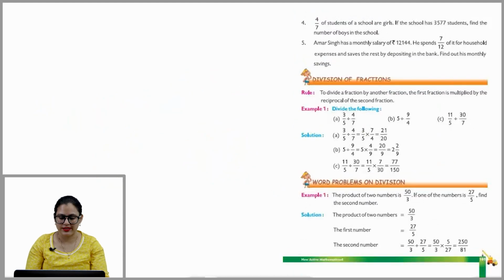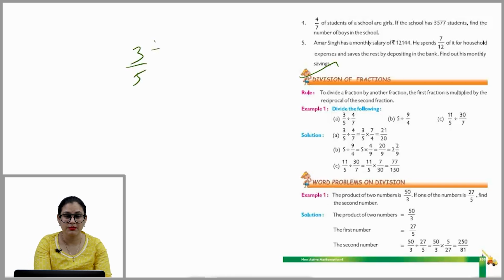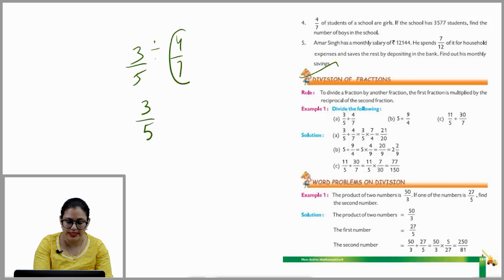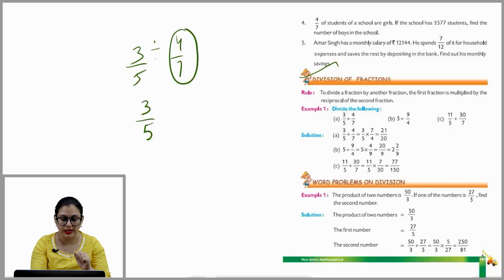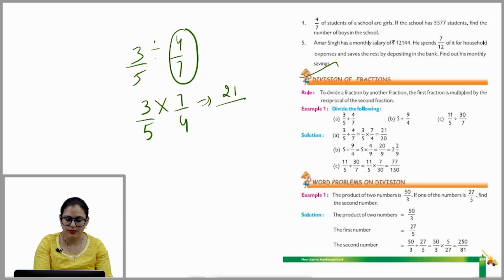Division of fractions. Rule: to divide a fraction by another fraction, the first fraction is multiplied by the reciprocal of the second fraction. Let's do the example: 3 by 5 divided by 4 by 7. What will we do in this case? We take 3 by 5 and multiply by the reciprocal of the second number, 7 by 4. So 3 sevens are 21, 5 fours are 20.